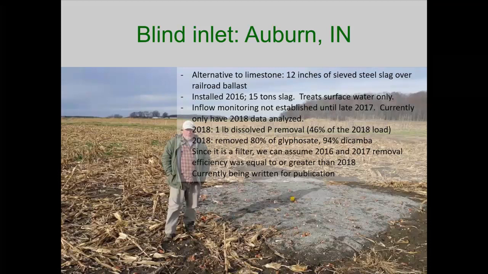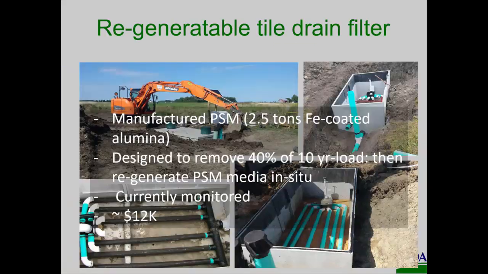However, if you replace the limestone in the blind inlet with a PSM, which we did in 2016, we used slag instead of limestone. What we found was that in 2018, we removed 46% of the annual load for that year just by changing over to a sieved slag. And again, slag is low cost, and building blind inlets is low cost. The regular slag worked okay on this. Why? Because it's surface water. It's not tile drainage water.